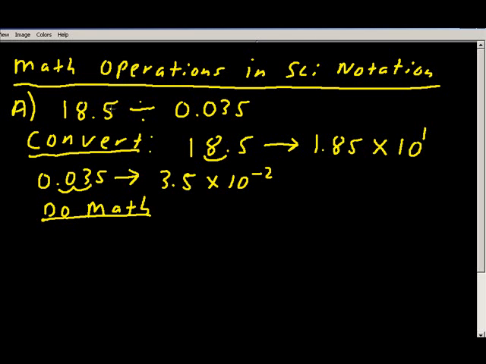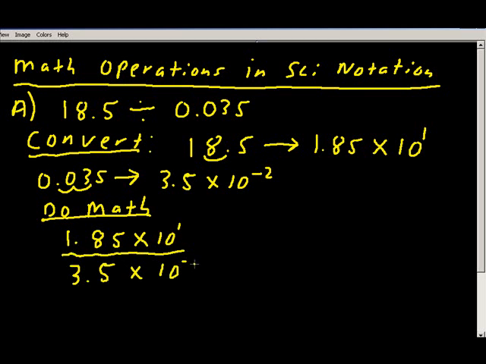Now, that may not have made sense yet, but bear with me when I say we're going to have to never use this symbol division. We're going to set it up as a ratio. So we have the number 1.85 times 10 to the first, divided by, we're going to set it up as a ratio, 3.5 times 10 to the minus second.